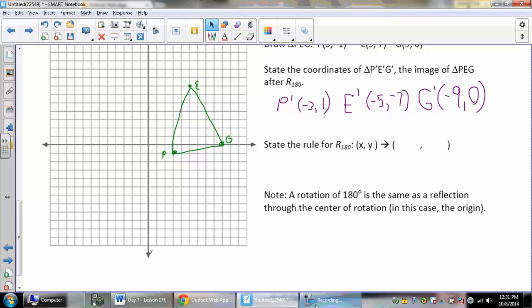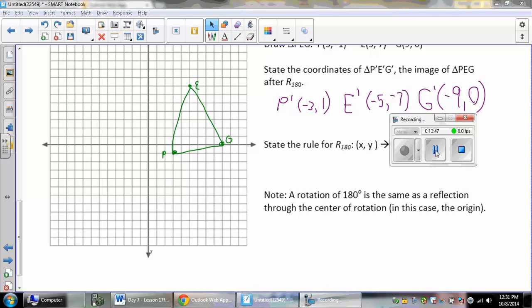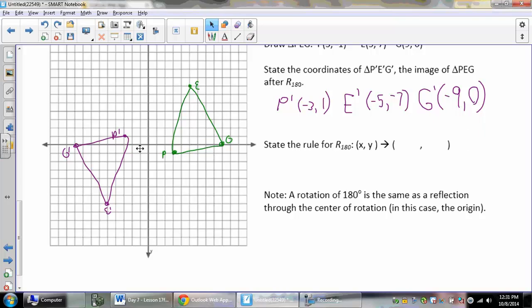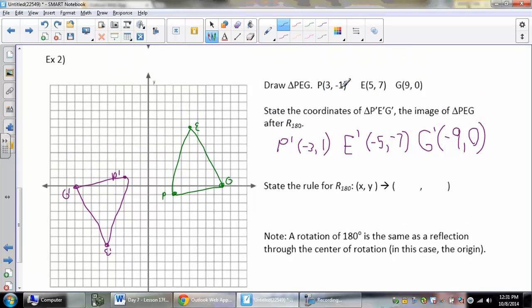I want you to take a second, plot those 3 new coordinates. Plot them right now. All right, so your peg should look like my peg. We turn peg upside down 180 degrees, okay? And new peg prime looks like that. All right. Now, if I'm going to state the rule here, what happened? I had original peg had (3, -1), and new peg is (-3, 1). (5, 7), (-5, -7). All we did is we left the x's and the y's in the same place, but they each got negated.